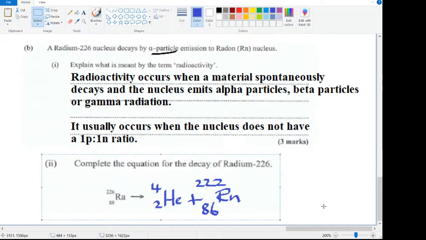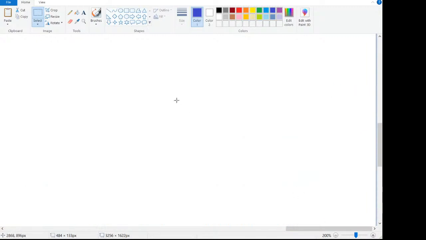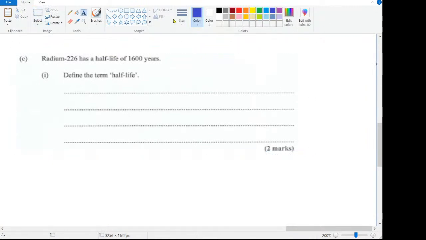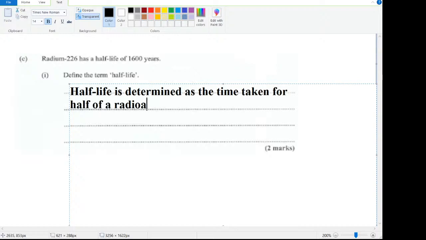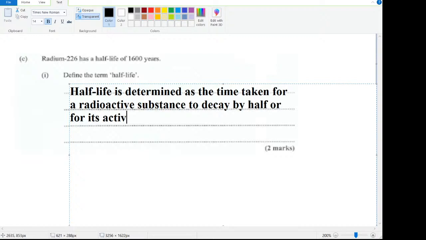So far this radioactivity one is just real normal. Define the term half-life, normal. Half-life is defined as the time taken for half of a radioactive substance, or for a radioactive substance, I should say, to decay by half, or for its activity to decrease by half, something like that, either one.